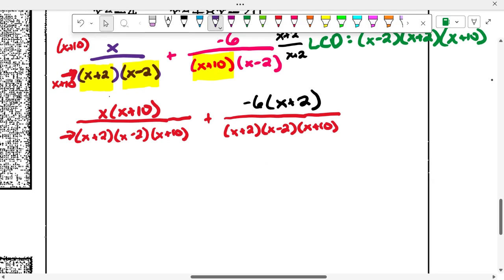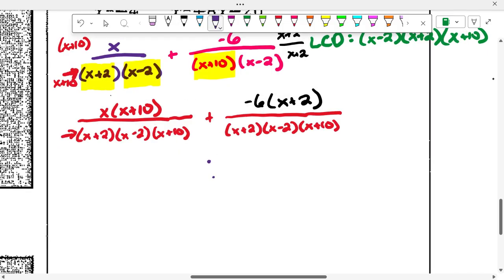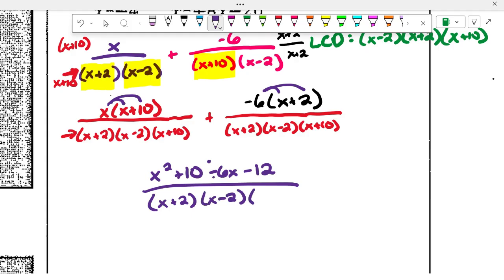Now, last thing you're going to do is distribute for both of them. So we don't have to do any fancy box methods. It's just a distribution. And I'm going to write it all as one fraction. So this would be x squared plus 10x minus 6x minus 12 all over my common denominator. So all I did was combine the two fractions because remember, if you have common denominators, you can do that.